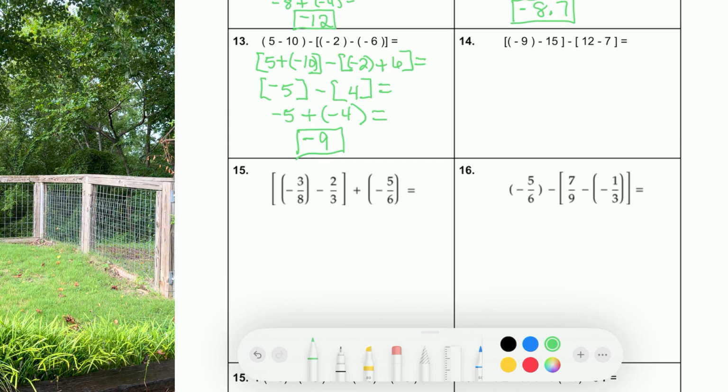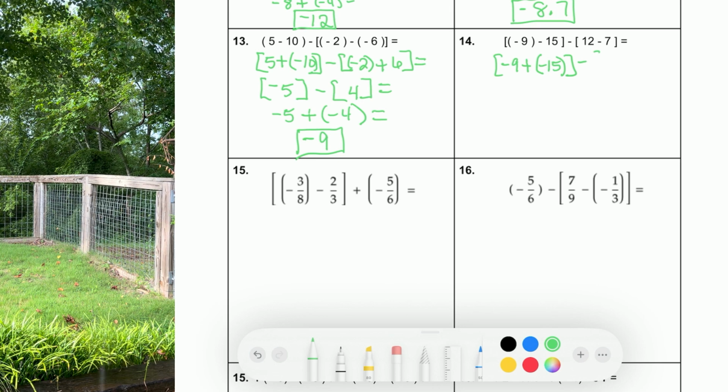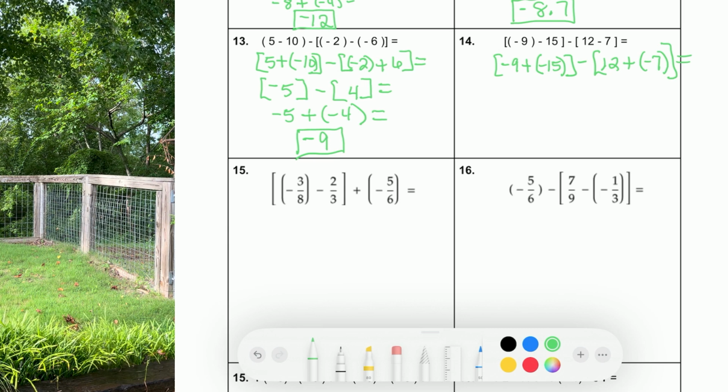All right, number 14. Again, we're going to go through and do our keep it, change, change. So we have -9, keep that. Change the subtraction to plus, change our 15 to a -15. In our second grouping, keep the 12, change the subtraction to plus, change our 7 to -7. We now have 2 negatives in our first grouping, so we're going to add them and keep the sign. So that's 24, keeping that negative, so -24.